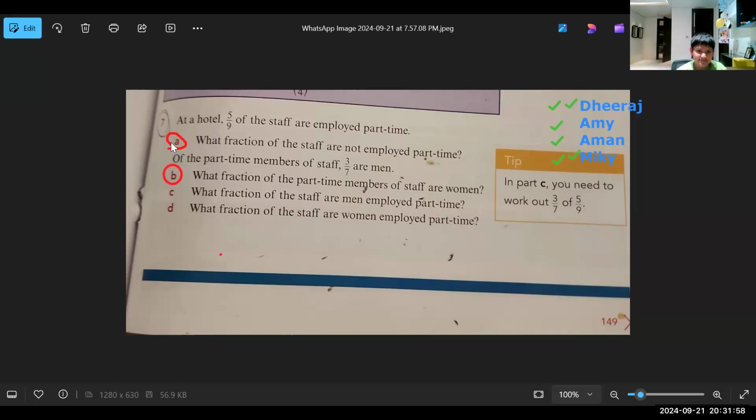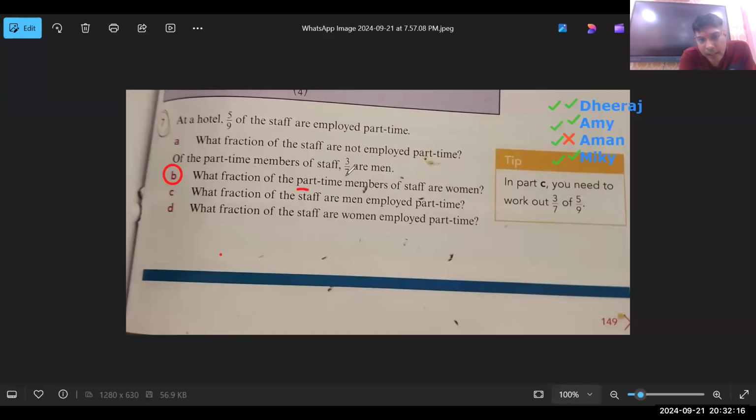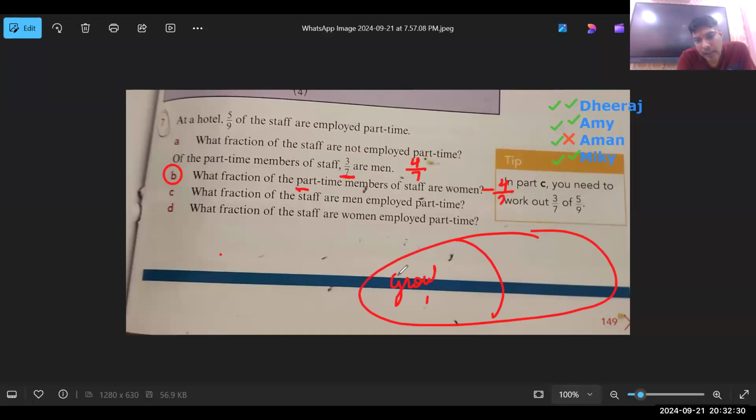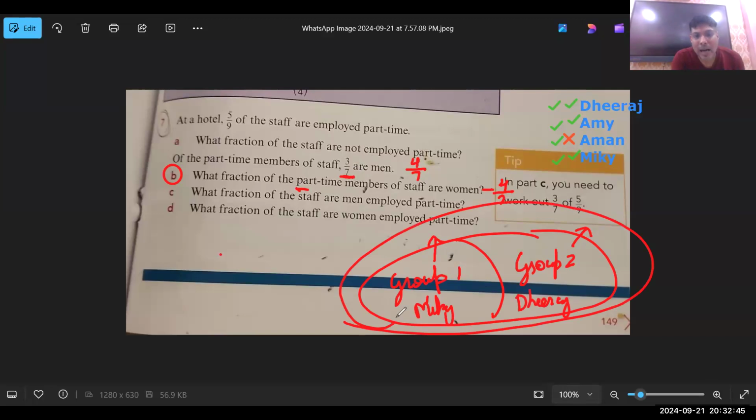मेरे को लाइक समझ नहीं आया। तो पहले मैं अमन को बी पार्ट एक्सप्लेन कर दूं। See, what fraction of the part time. अब इन्होंने दे आर टू डिफरेंट थिंग्स, फ्रैक्शन ऑफ द होल और फ्रैक्शन ऑफ पार्ट टाइम। अगर फ्रैक्शन ऑफ पार्ट टाइम पूछे तो 3/7 आर मेन, 4/7 आर फीमेल्स। ये पूछा है उन्होंने। फ्रैक्शन ऑफ द होल नहीं। जैसे आपकी क्लास में दो ग्रुप्स हैं, एक ग्रुप 1 है जिसका लीडर है माइकी, एक ग्रुप 2 है जिसका लीडर है धीरज। तो इसका फ्रैक्शन अलग आएगा, इसका फ्रैक्शन अलग आएगा, और फ्रैक्शन ऑफ द होल क्लास अलग आएगा। तो यहां पे उन्होंने पूछा है fraction of the part time. So it will be 4/7.